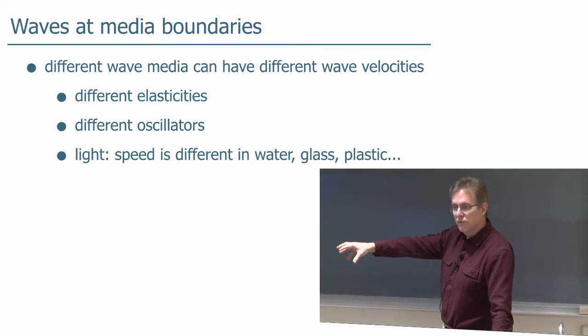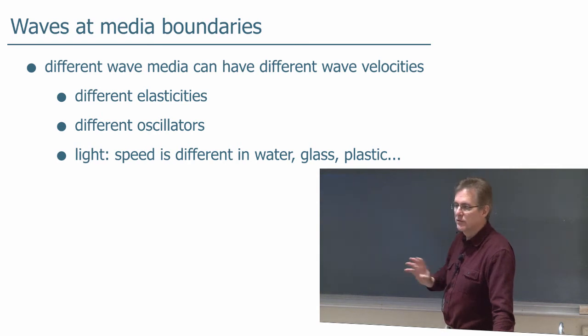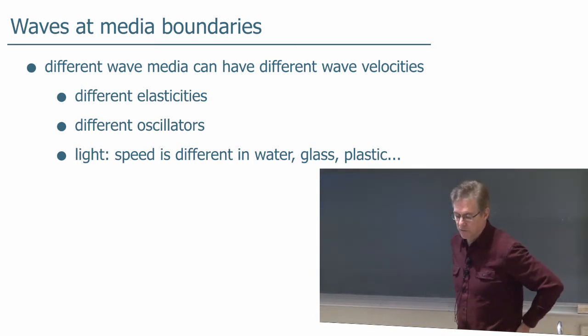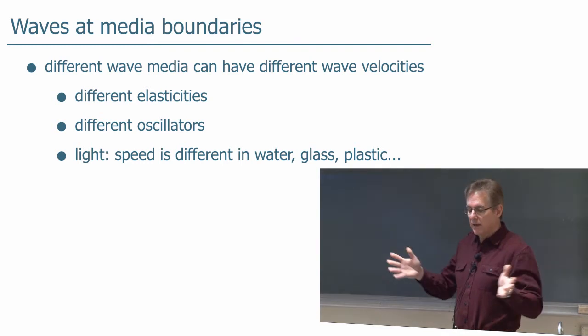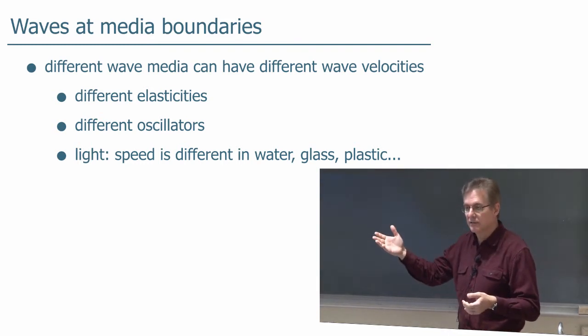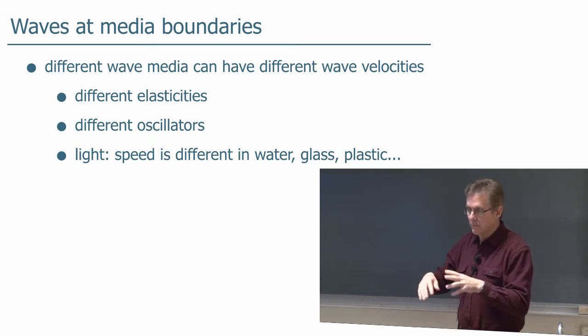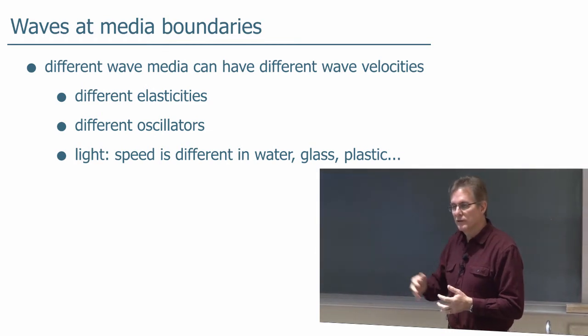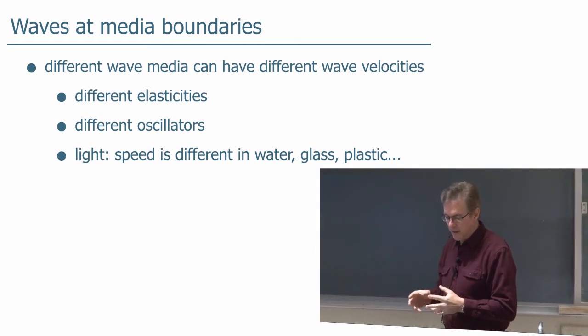So we're going to change from diffraction to refraction, two words, again, that sound similar enough that you could get them confused. But refraction is what happens to waves when they cross a media boundary of some sort. Now, different wave media can have different wave velocities due to having different, let's say, elasticities, or maybe there's just different oscillators in one medium than the other.